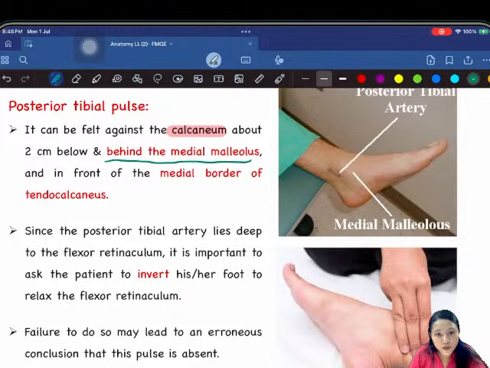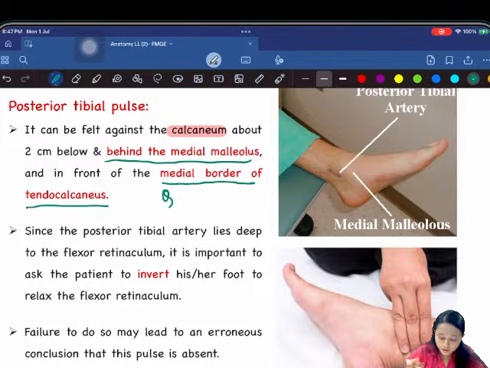सो पोस्टीरियर टिबियल आर्टरी पल्स हम लोग कहाँ फील करते हैं? अगेंस्ट द कैल्केनियम बोन, ओके, अबाउट 2 सेंटीमीटर बिलो, बिहाइंड द मीडियल मेलियोलस एंड इन फ्रंट ऑफ द medial border of tendocalcaneus or the tendoachilles.